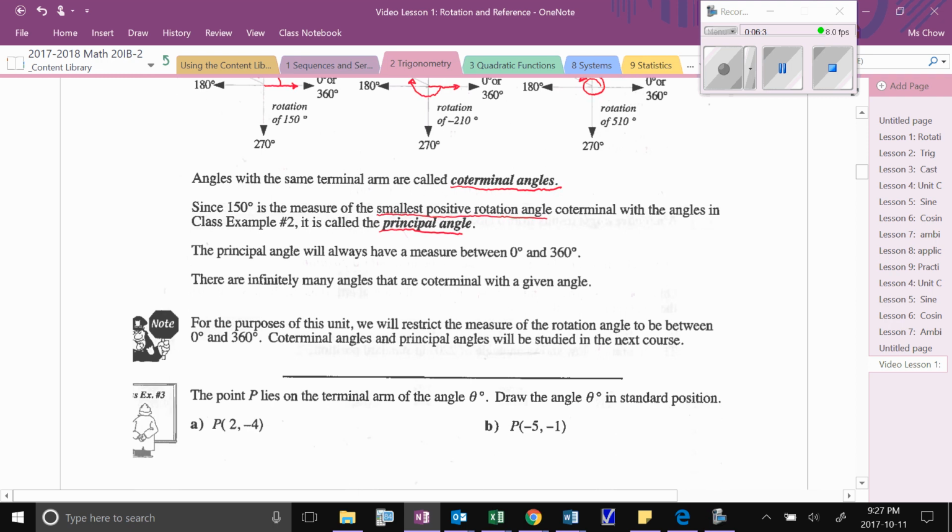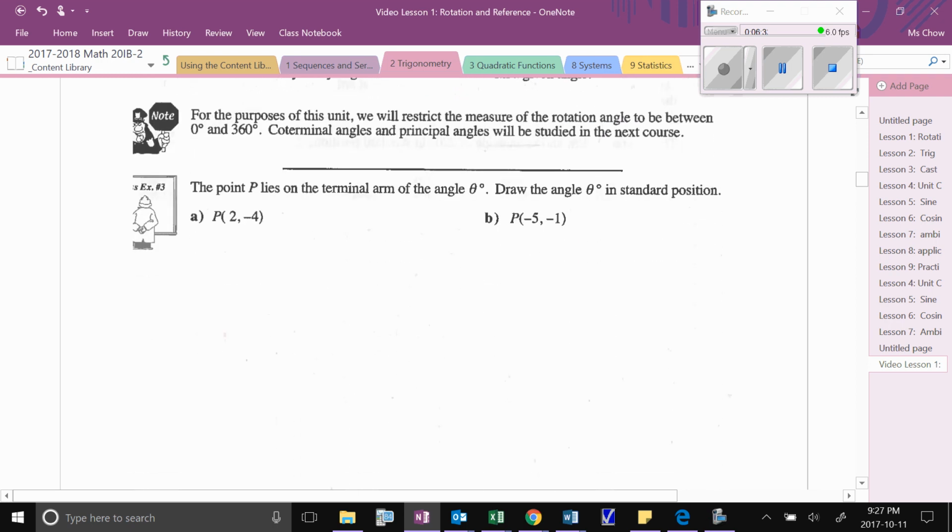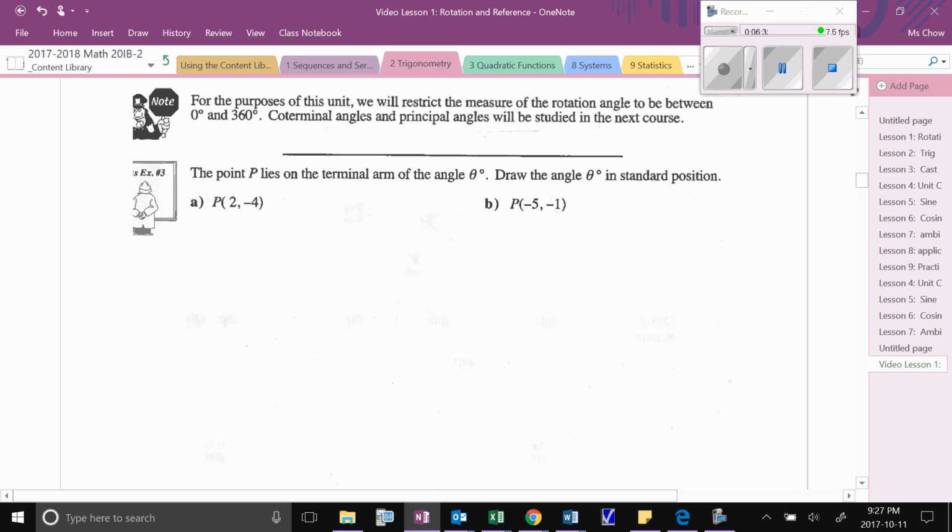Okay. So let's take a look at class example number 3. They're just simply asking you to draw in point P that lies on the terminal arm of the angle theta, and just to draw in the angle. So let's take a look.